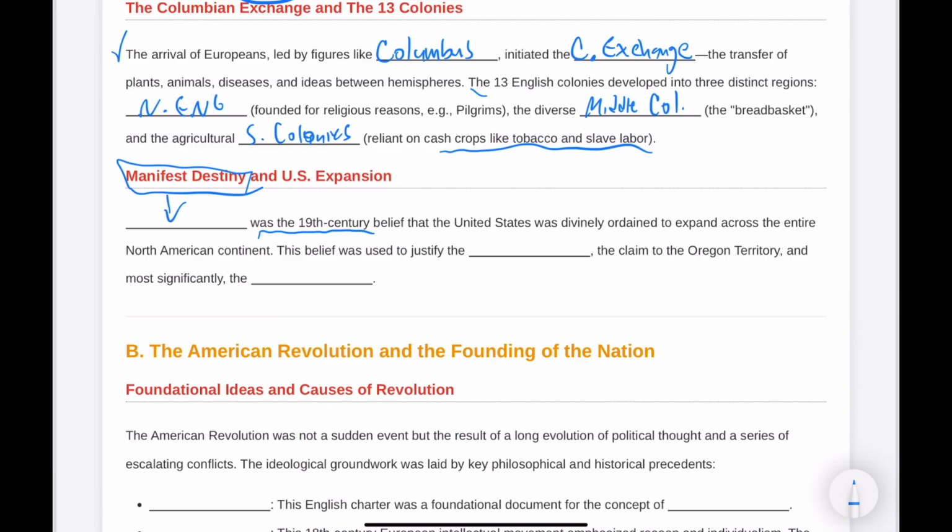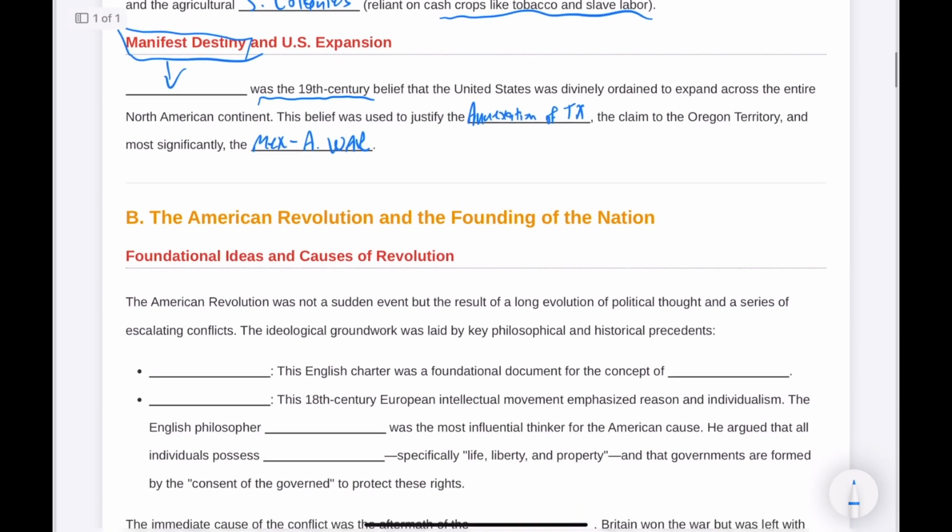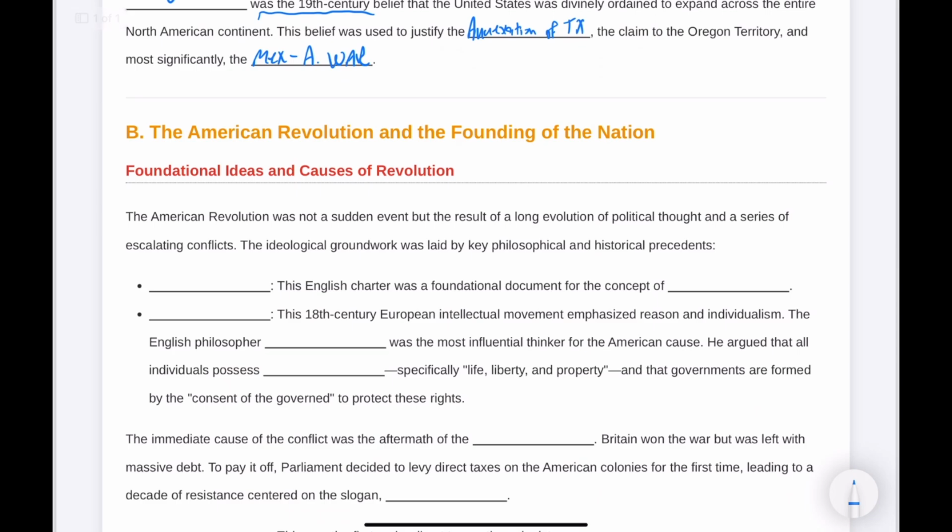This belief was used to justify the annexation of Texas. This was the claim to the Oregon Territory, and most significantly, the Mexican-American War.